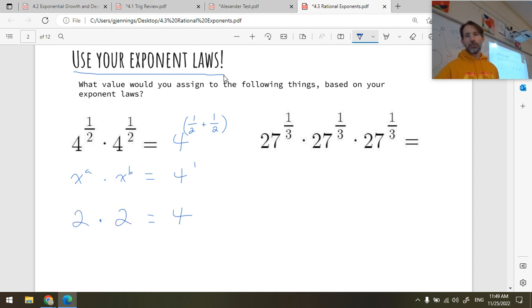Now let's talk about this one. If you eat a third of a pizza at 3 o'clock, at 6 o'clock you're like, I'll have another little bit, and then at 9 o'clock you're like, no one else is eating this pizza, I'm going to eat one more third. How much of the pizza did you eat? All of it. So this is also 27 to the 1/3 plus 1/3 plus 1/3. This is 27 to the 1 as well. If I told you that x times x times x equals 27, then what would x be?